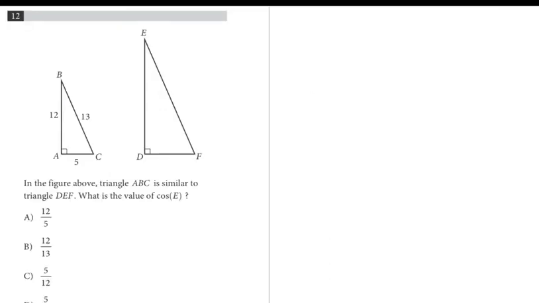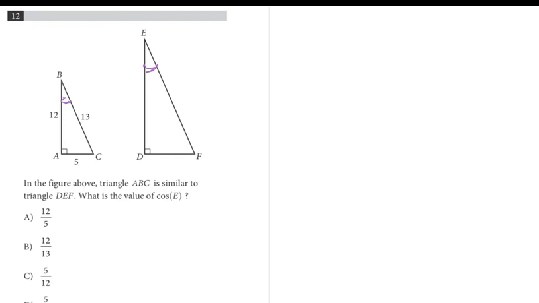Number 12. In the figure above, triangle ABC is similar to triangle DEF. What is the value of the cosine of E? Looking at the two triangles, they're similar, so similar triangles would have the same ratio of sides. If you took the cosine of angle B in the first triangle, it would be the same as the cosine of angle E in the second triangle. So we're just going to take the cosine of angle B.